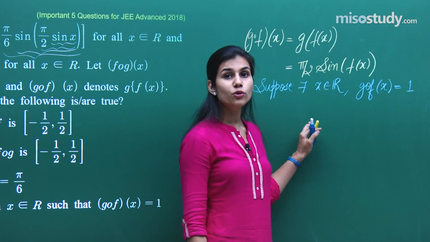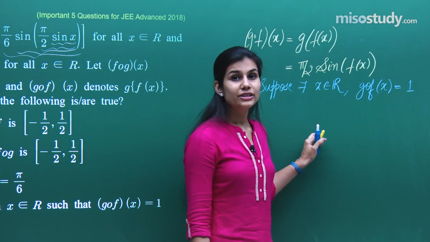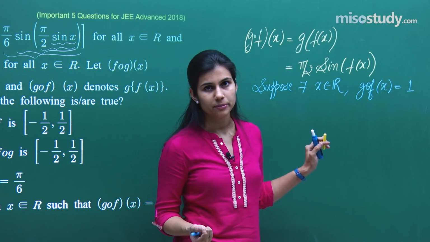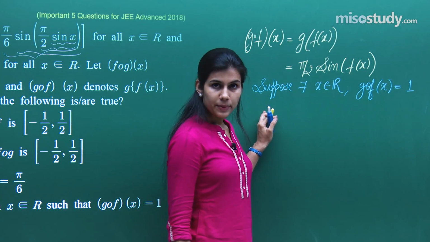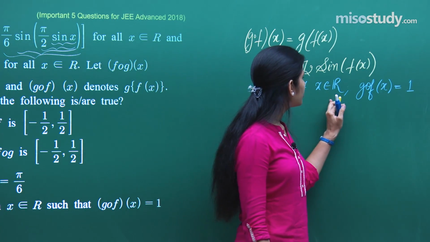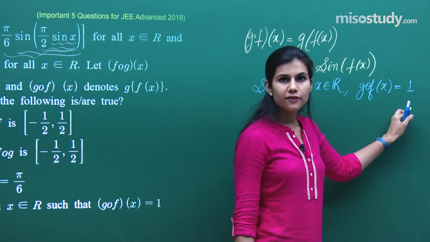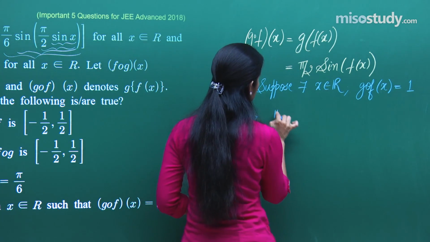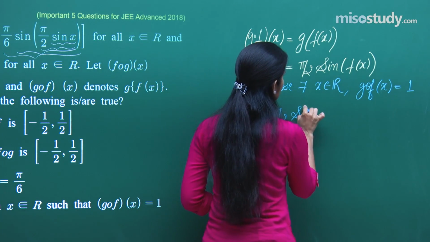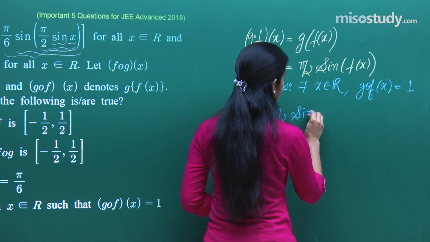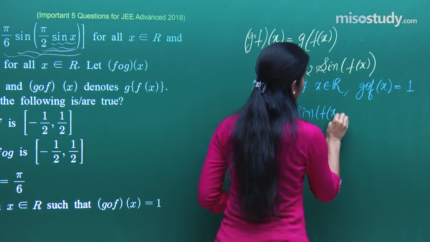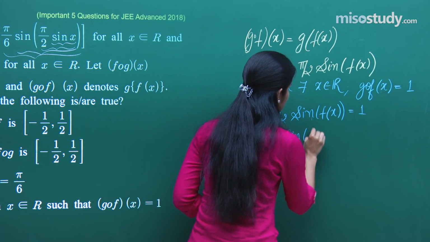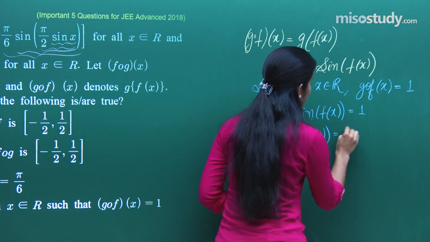You all know that proceeding with contradiction by just an assumption is one very general way to approach any question in mathematics. So that's what I am applying over here. Suppose there exists a real number for which GOF is 1. That means for this x, pi by 2 sine of f of x is 1. That means sine of f of x for this x is 2 by pi, right?